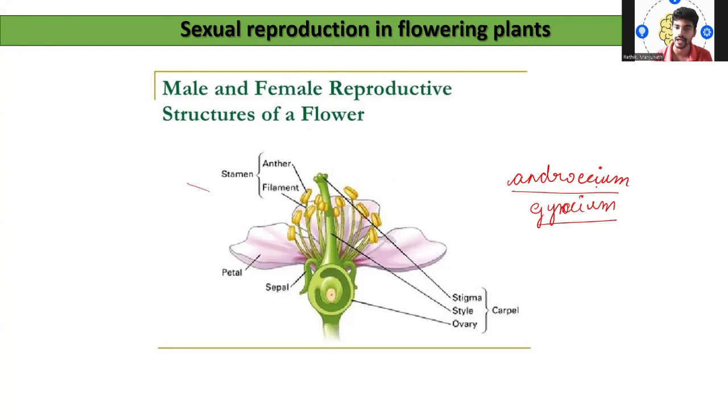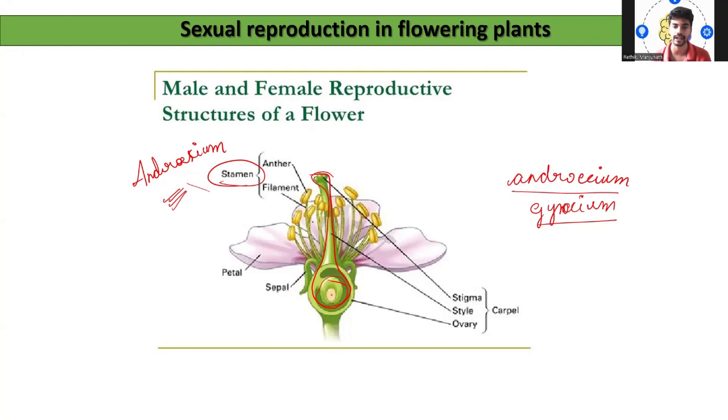So what do we mean by androecium? This whole stamen part is represented by androecium, which normally represents the male reproductive system, whereas the carpel, the gynoecium, represents the female reproductive system. This part has been represented by the female reproductive system, entirely from here to here. Whatever you're seeing is represented by the female reproductive system.